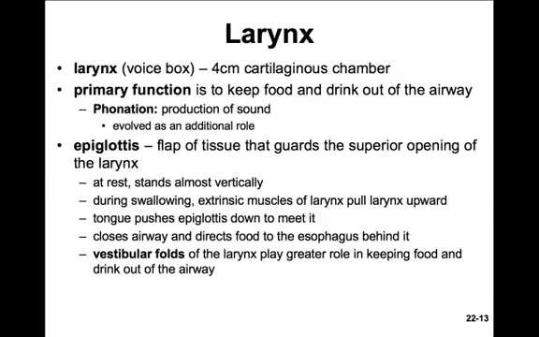There are several vestibular folds in the larynx. They play a big role in keeping food and drink out of the airway. But also, in humans, they've evolved an additional role in making sound.